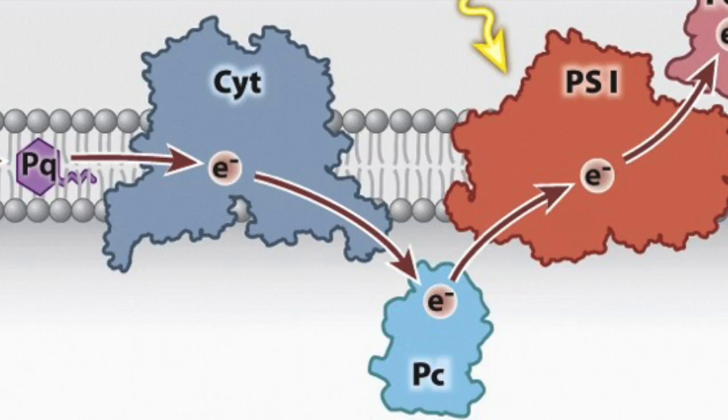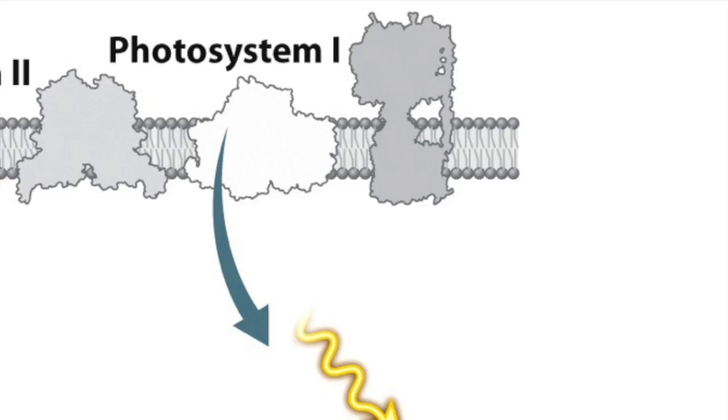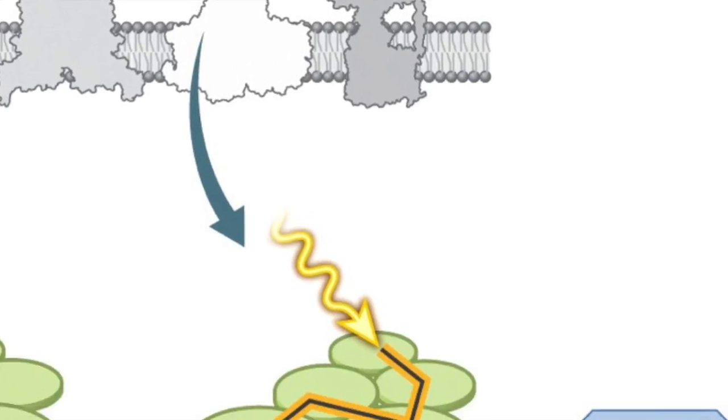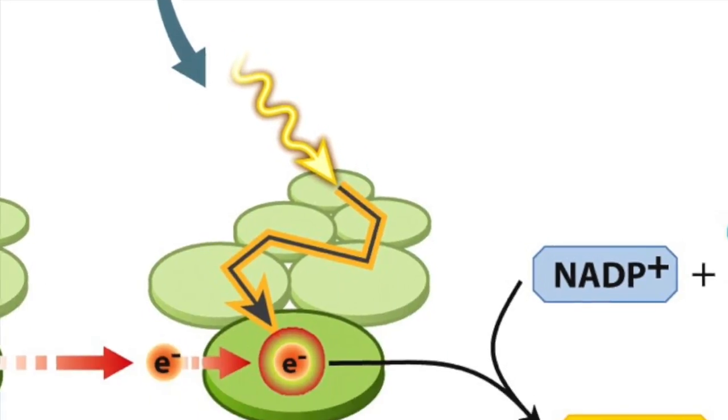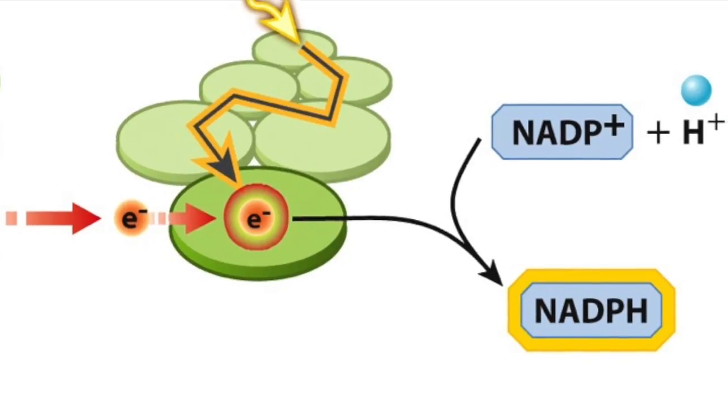Before the electrons can be moved from the cytochrome b6f complex to photosystem 1, plastocyanin has to carry and diffuse them through the thylakoid lumen. Following photosystem 1, the second input of light excites the electrons, allowing enough energy to reduce NADP+ to NADPH.